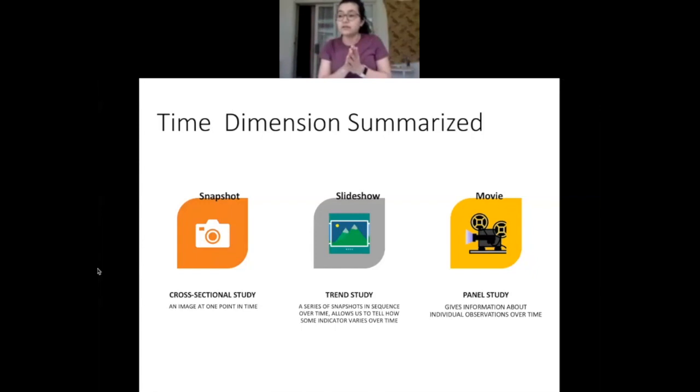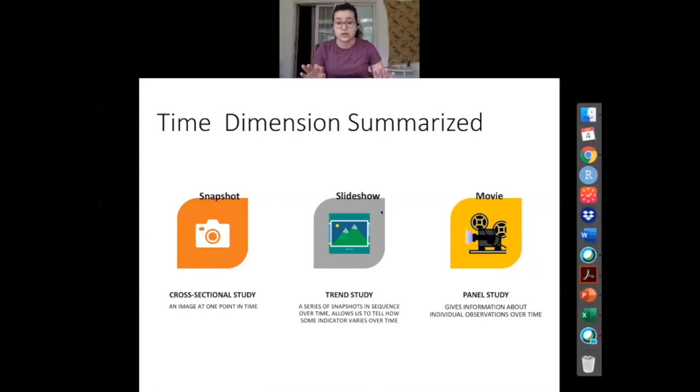You don't have economic output at time 2. There's just one time, and you have all of these variables within this one time, and you're looking at one snapshot. A trend study is sort of a slideshow. Trend studies can be seen as a slideshow.